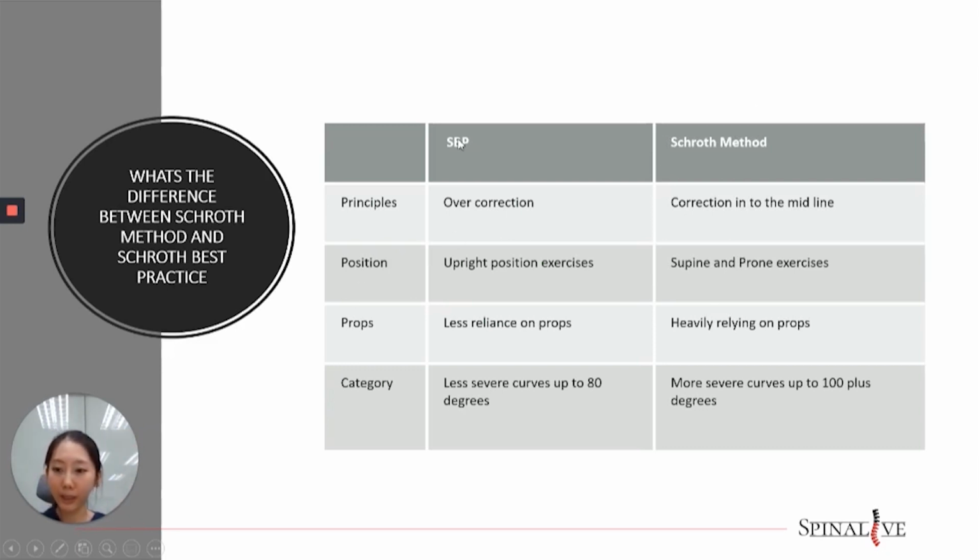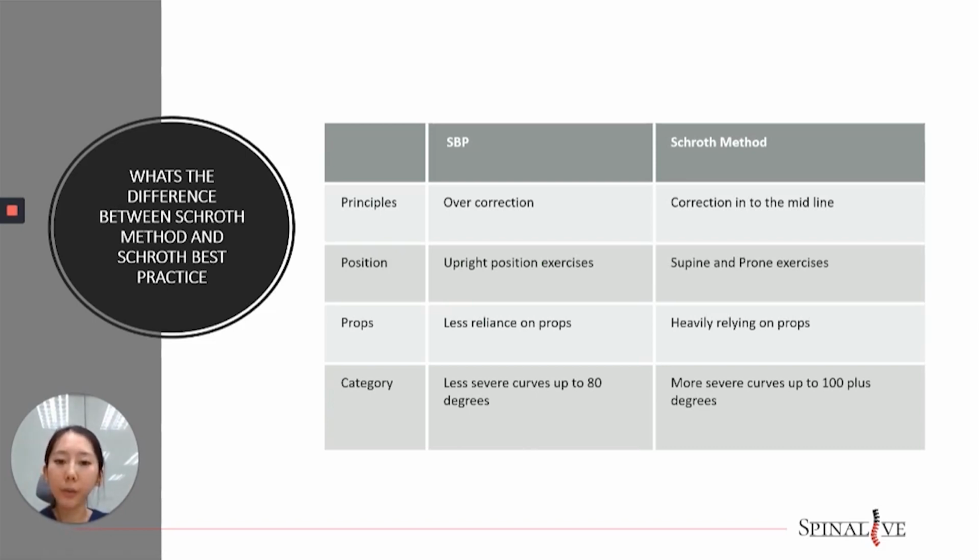Position-wise, most of the Schroth best practice exercises are done in an upright position, whereas for the Schroth method, most of it is in supine and prone position. There's also upright position for the Schroth method. Well, it tends to overlap. Schroth best practice takes up more of the movements that you are able to do at home. Hence, there's less reliance on props, while the Schroth method is more reliant on props, sticks, and tools.